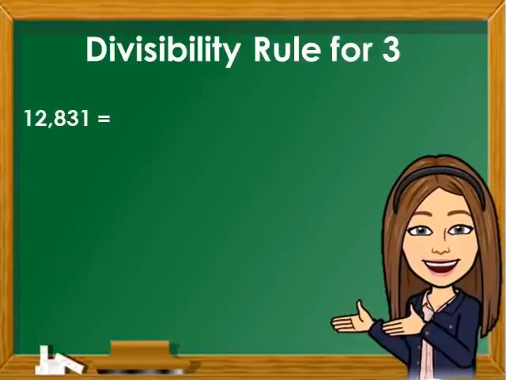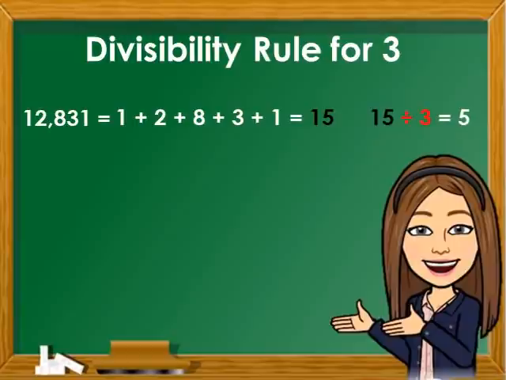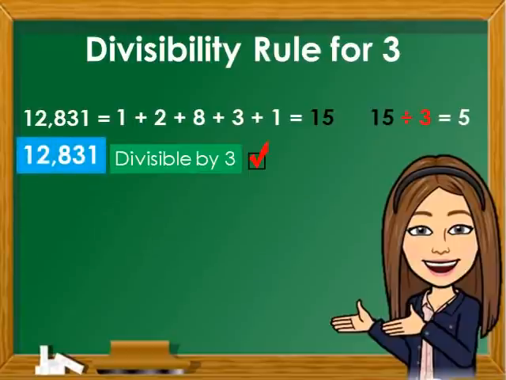12,831. Let's add the digits of 12,831. 1 plus 2 plus 8 plus 3 plus 1 equals 15. So the sum of the digits is 15. Can 15 be divided by 3 without remainder? Yes, so we can say that 12,831 is divisible by 3.